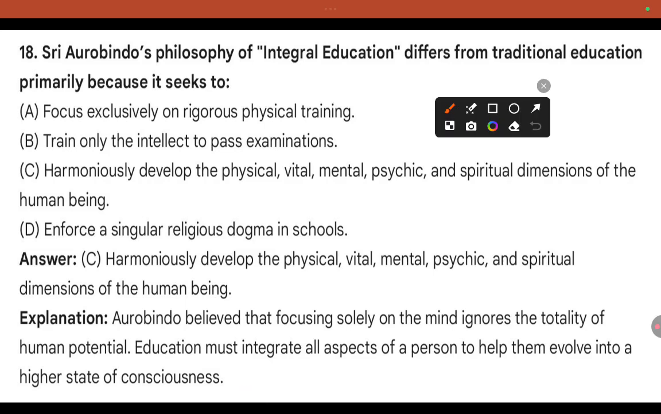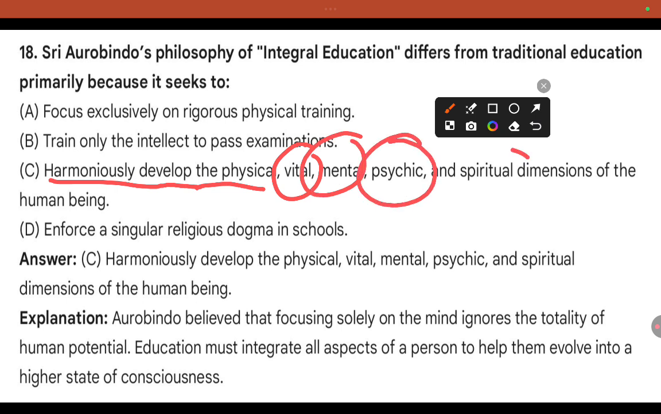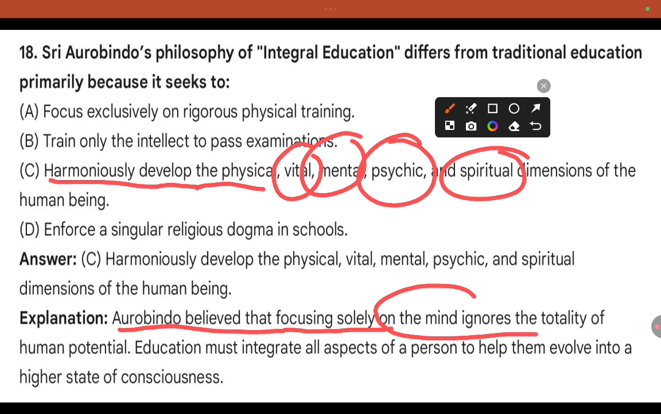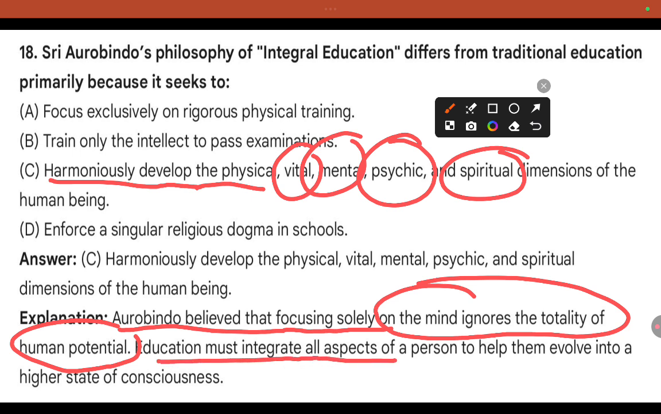Harmoniously develop the physical, vital, mental, psychic, and spiritual dimensions of the human being. Aurobindo believed that focusing solely on the mind ignores the total ability of human potential. Education must integrate all aspects of a person to help them evolve into a higher state of consciousness.